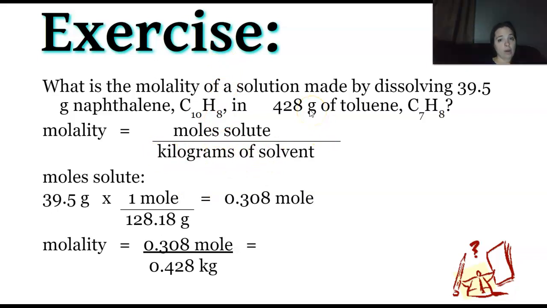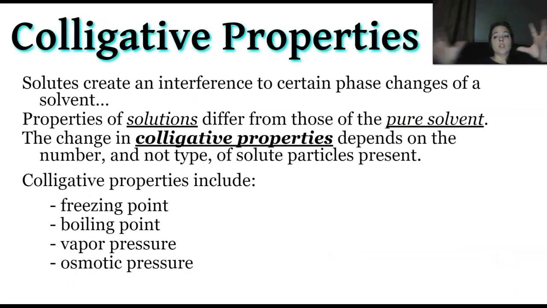Again, over kilograms of solvent. They put it in grams. So not only did you have to use the gram formula mass, but you have to convert to kilograms. So 1, 2, 3. 0.308 over 0.428. When you calculate that out, it gives you 0.720 molality. All right, so I just skipped a couple things. I think possibly, or I'm going to be skipping some soon.